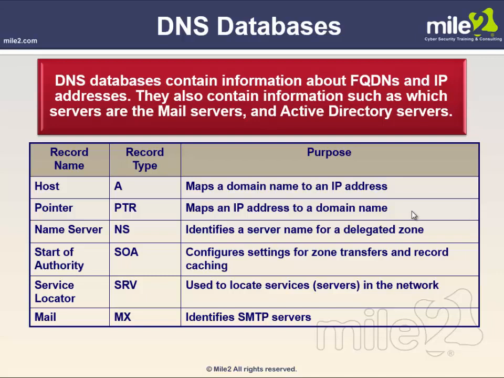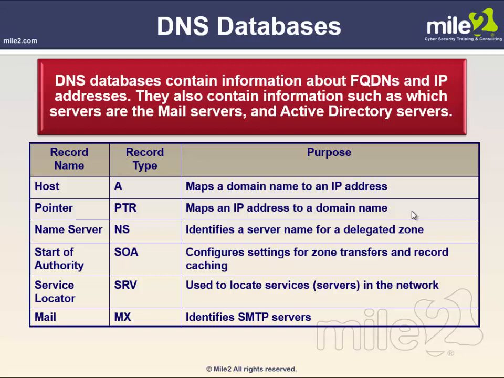Now the A record generally just maps the domain name to an IP address. We have a pointer record, the PTR, which maps the IP address to a domain name. We have the name server, which basically gives us the name of the server. A lot of times it's just going to be NS1, NS2 at whatever the domain name is, .com or whatnot. And it identifies a server name for the delegated zone.